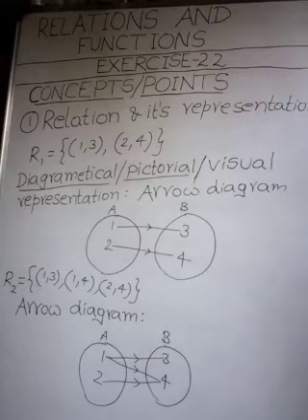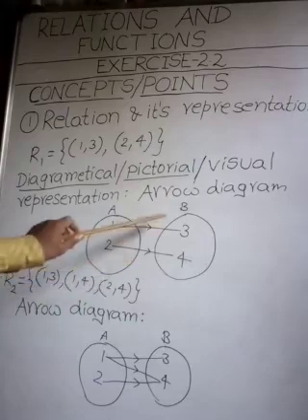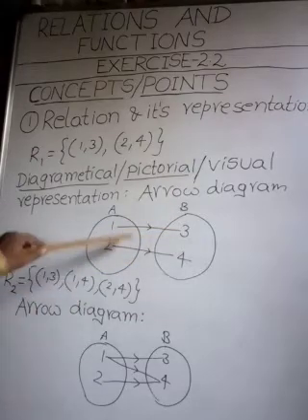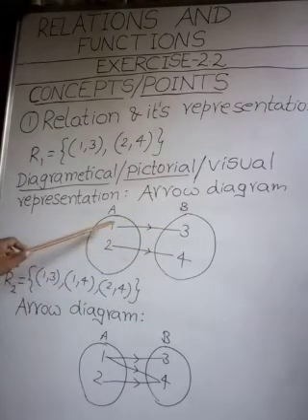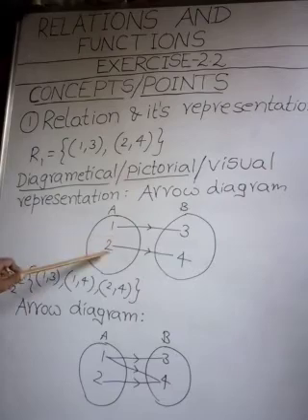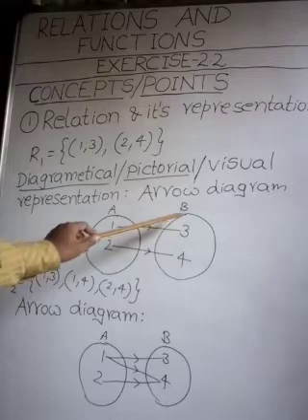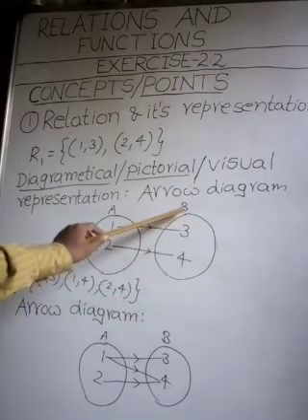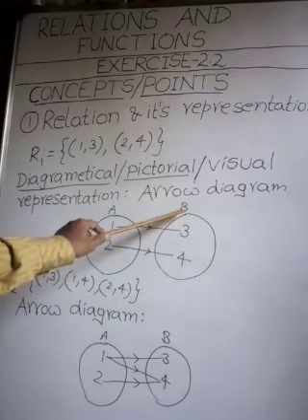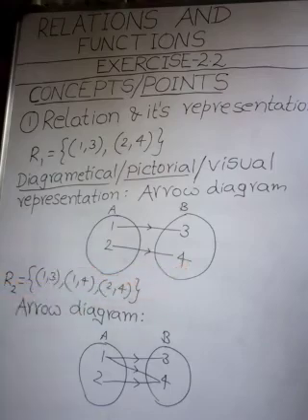With the help of arrow diagrams, we can give a visual representation of a relation. See here, I have drawn an arrow diagram. In the first circle, I wrote the elements of set A, 1 and 2, and in the second circle, I took the set B. The elements of set B are 3 and 4.